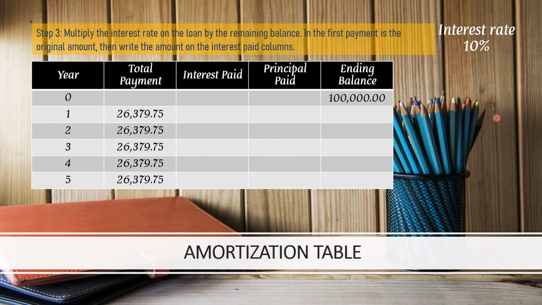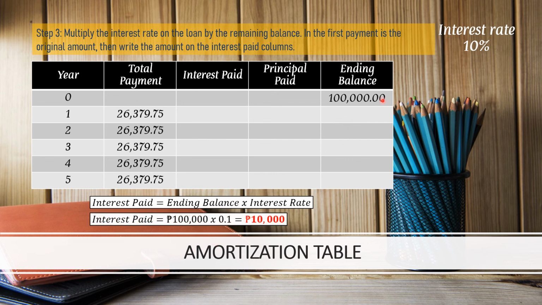So, paano makukuha yung interest paid as well as the principal paid? For example, ang interest rate natin is 10%. To compute for the interest paid is equal to the ending balance times the interest rate. The interest rate is 10%. So with that, we have here 100,000, ito yung una nating balance, the ending balance. 100,000 times the interest rate 10% in decimal, that is 0.1. So, 100,000 times 0.1, that is 10,000 pesos.